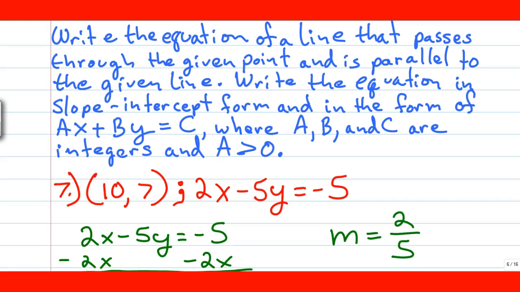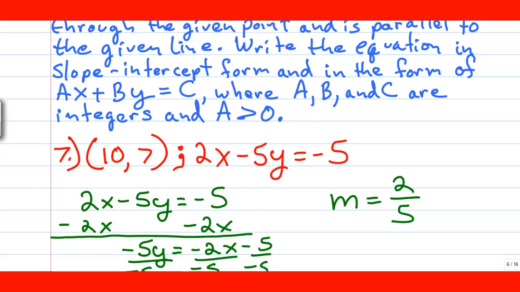For question number 7, the instructions read, write the equation of the line that passes through the given point and is parallel to the given line. Write the equation in slope-intercept form and in the form of ax plus by equals c. This is called the standard form, where a, b, and c are integers and a is greater than 0. So let's look at this problem.